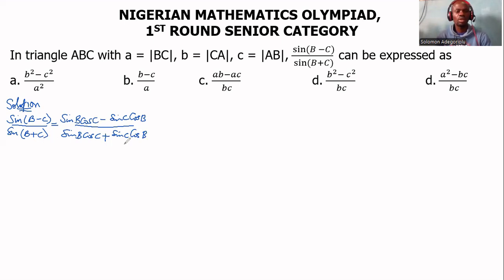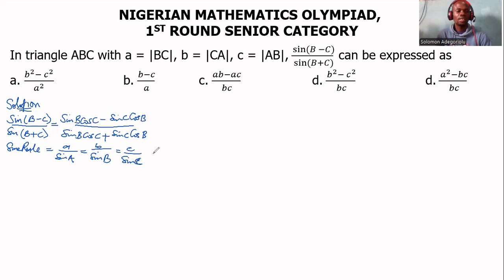And then when you take a look at this expansion, we need to quote a sine rule and also a cosine rule. To start with, let's have the sine rule. We all know the formula for the sine rule, which states that a over sine A is equal to b over sine B, which is equal to c over sine C.